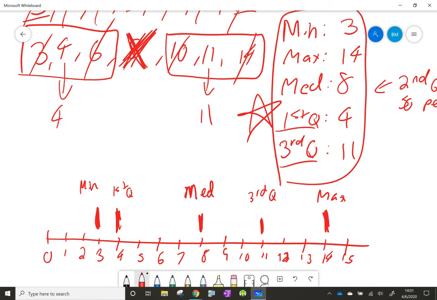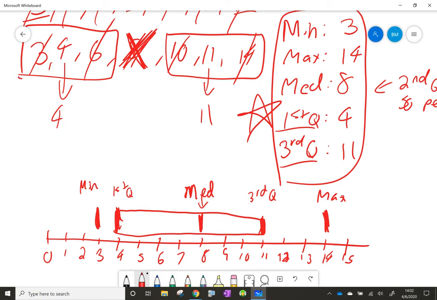Now, the way a box plot works is you have a box that connects the first quartile to the third quartile. So from the first quartile at 4 to the third quartile at 11, there's a box. Somewhere inside that box is the median, not necessarily in the middle. The median has to be between the first quartile and the third quartile. If it's not, you definitely did something wrong.